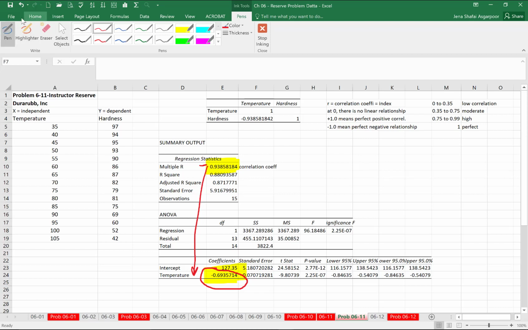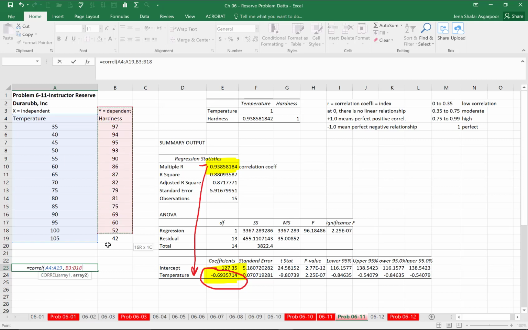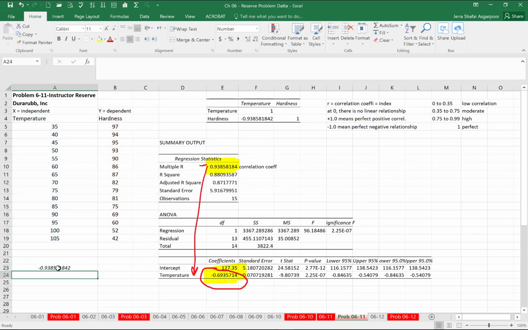Another way, of course, that you can compute the correlation coefficient is just by the CORREL function. So you can say equals CORREL, and then array 1, and in this case it doesn't matter which one you put first and which one you put second. Then separated by a comma, array 2, which is right here. And if you press enter, you get the negative 0.94.